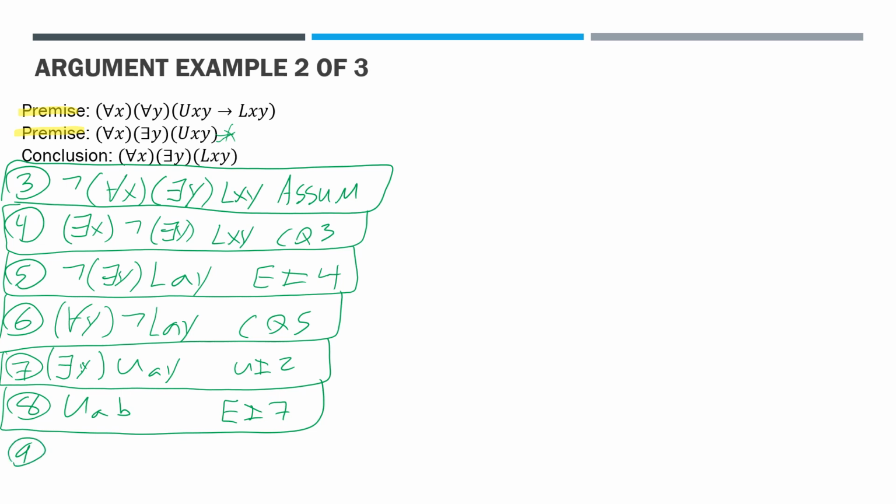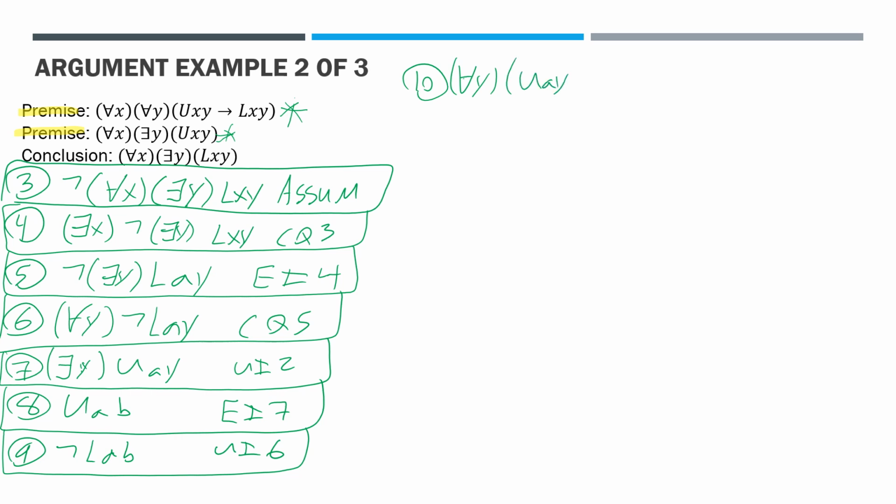For 9, we'll do a universal instantiation of line 6 to get not LAB. We substitute b in there for y. And now I think we should work with our first premise. So for 10, we can get for all y, UAY, arrow, LAY, by the universal instantiation of line 1.